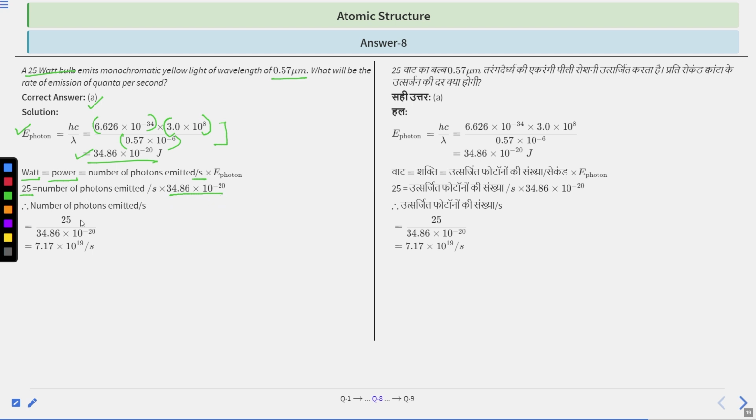Now we can calculate this unknown term here, that is number of photons emitted per second. It will be 25 divided by this energy of photon. And after calculating, it is coming out as 7.17 into 10 to the power 19. So this is the number of photons emitted per second, or rate of emission of quanta per second. Okay, and thus our option A is the correct answer.